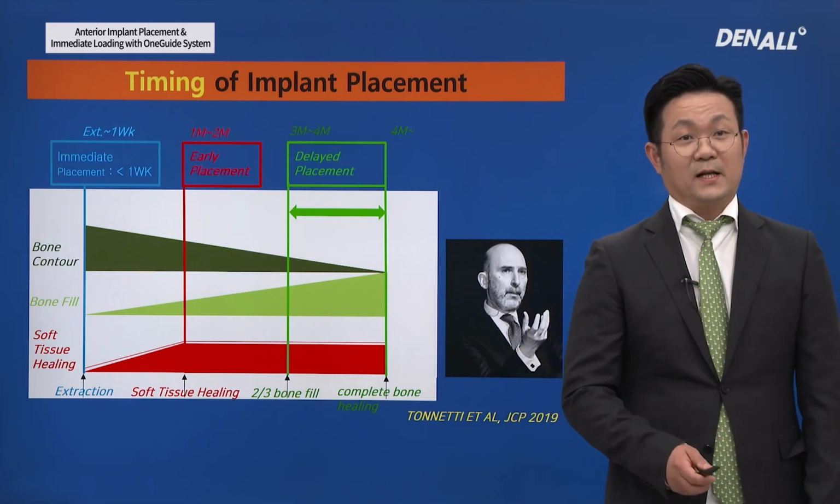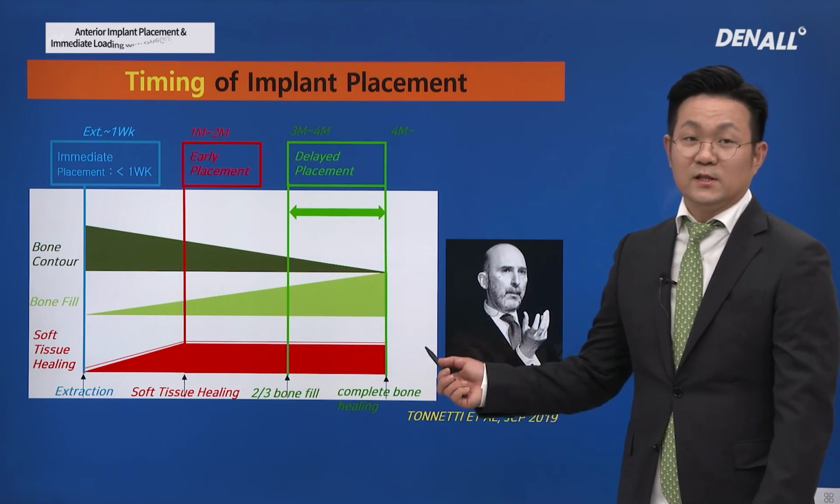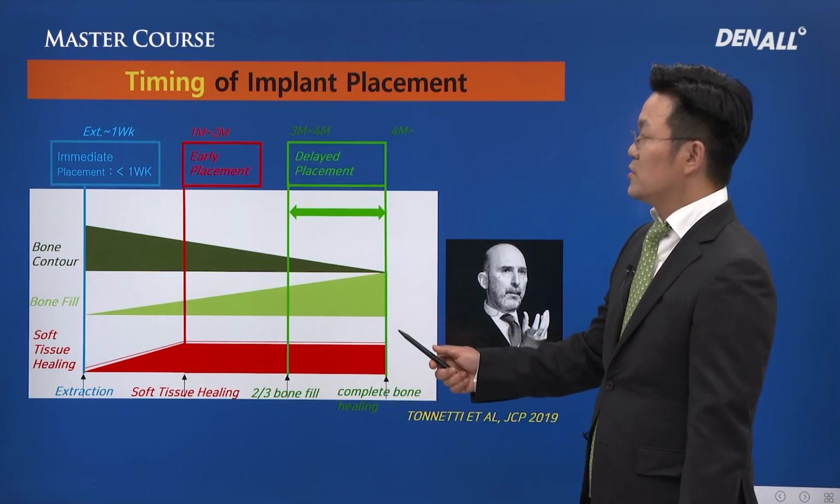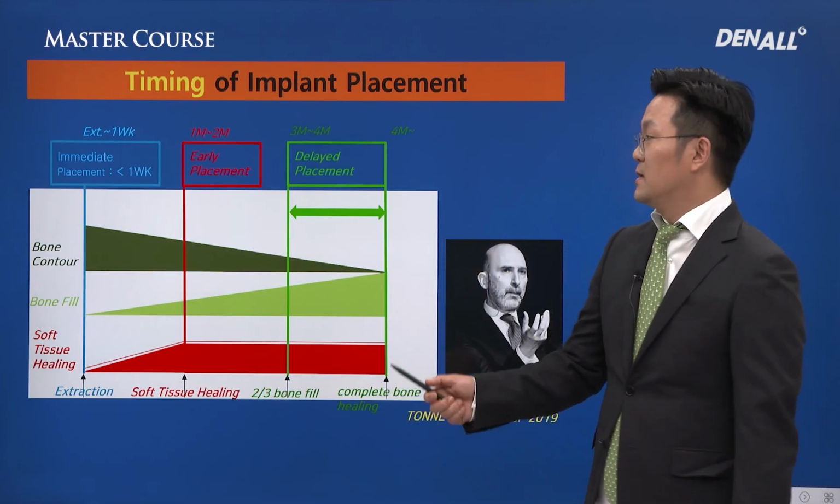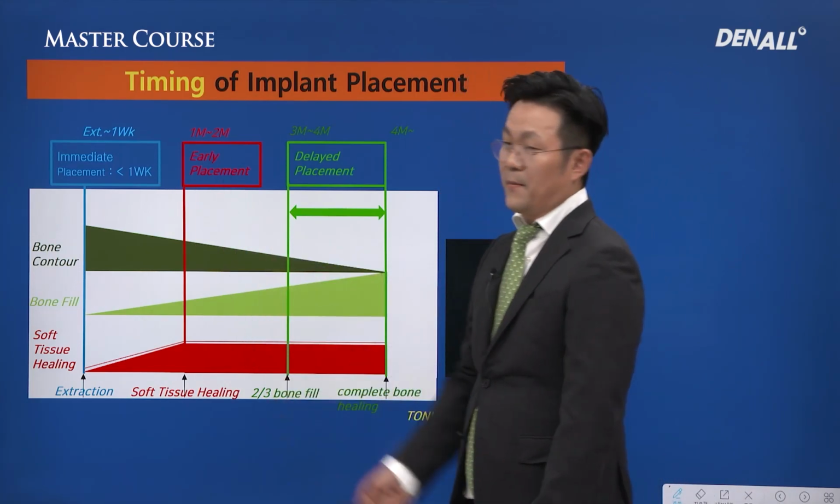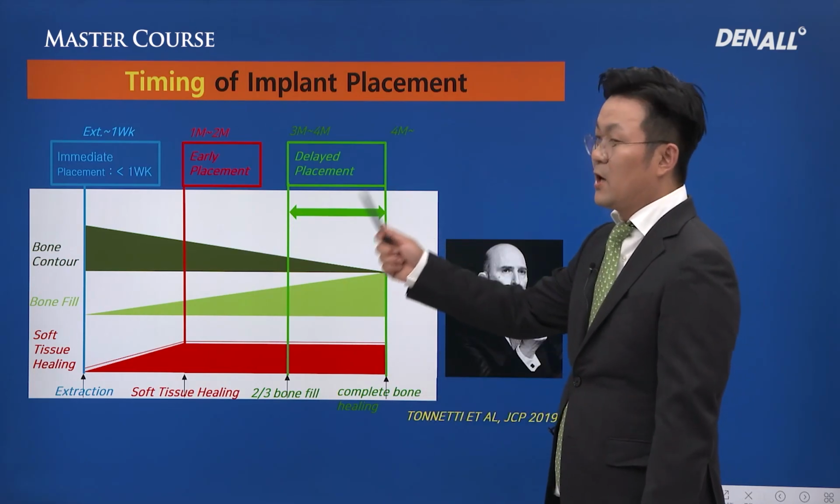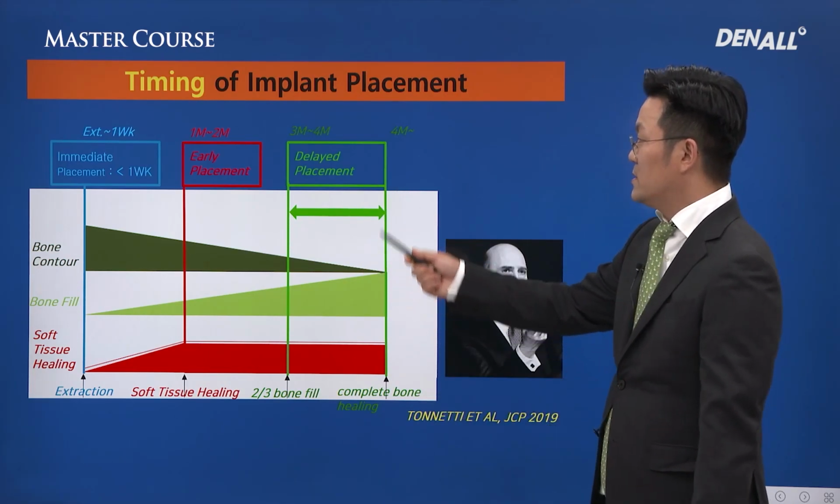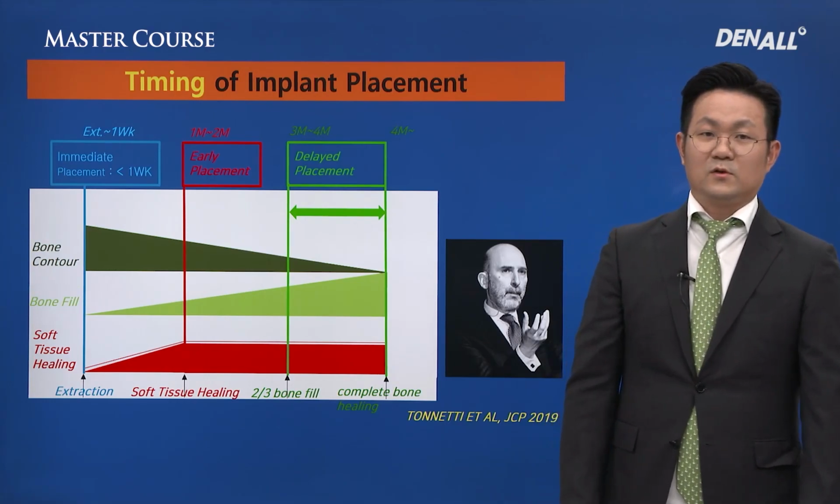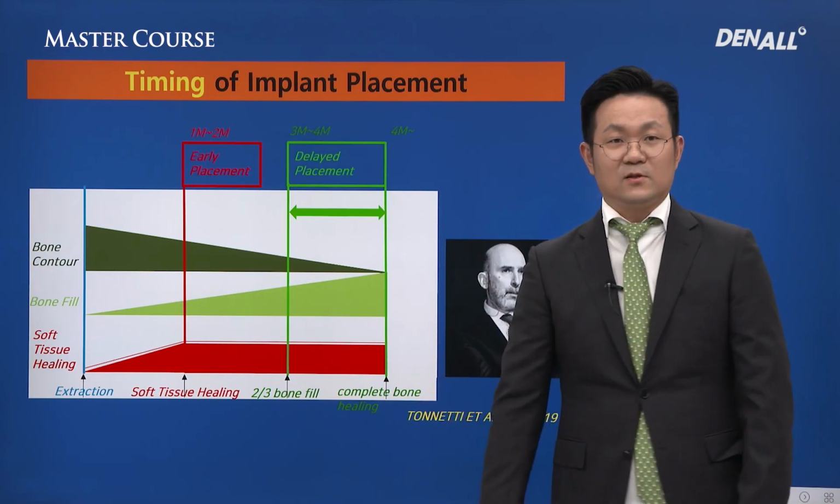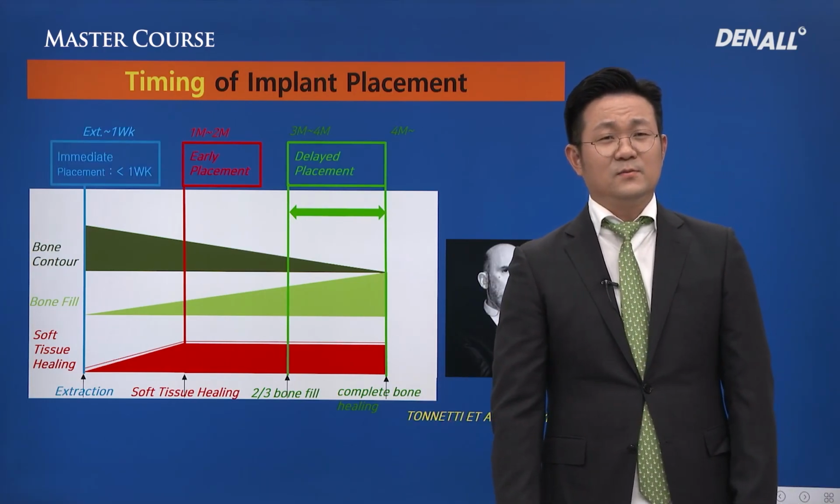Typically, depending on the timing of implant placement, we have such categorization. After immediate extraction and up to 1 week, we call it immediate placement. Placement after 1 or 2 months is early placement, and after 3 or 4 months, we call it delayed placement. So these are the generally accepted definitions.